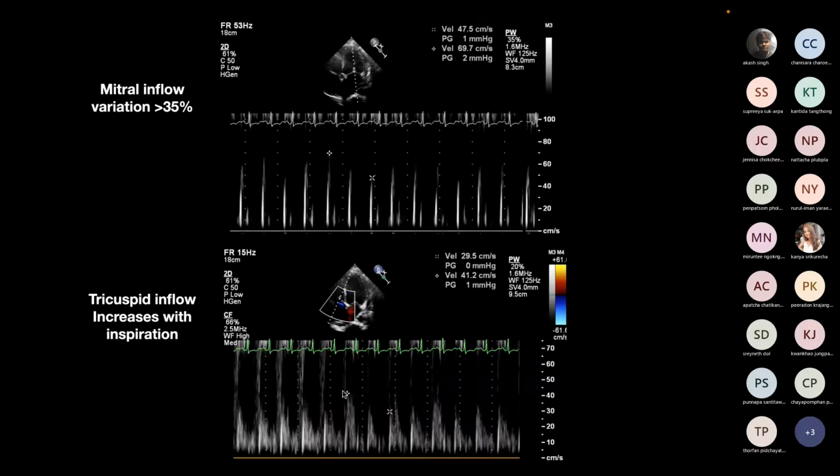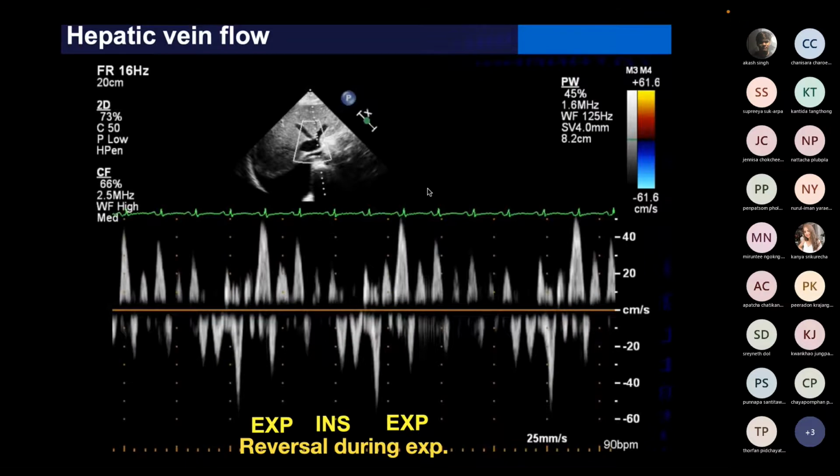Or we can do it on the tricuspid as well. You can see it changes. And then we can do a PW to the hepatic vein. And you can see that there's reversal during the expiration phase. Normally it should just be the same height here, but when there's expiration, in this case, it goes all the way up here. So that's hepatic vein flow reversal. And this happens because the pressure inside the heart is so high that it pushes the blood back into the hepatic veins.